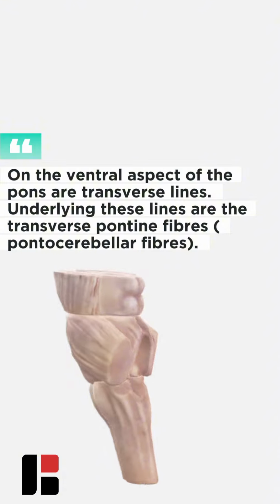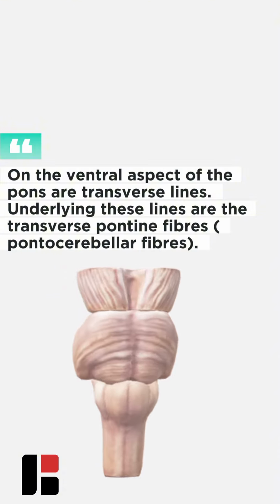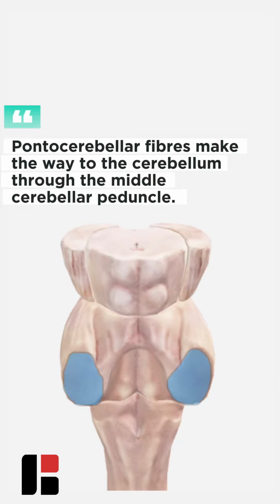On the ventral aspect of the pons are transverse lines. Underlying these lines are the transverse pontine fibers. The pontocerebellar fibers make their way to the cerebellum through the middle cerebellar peduncle.